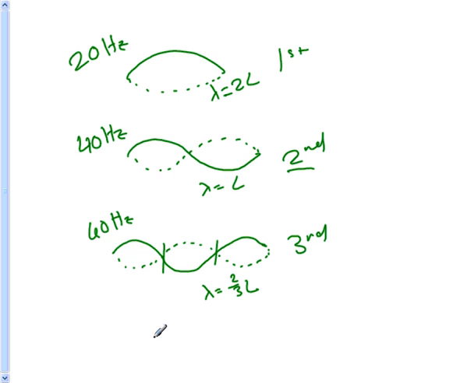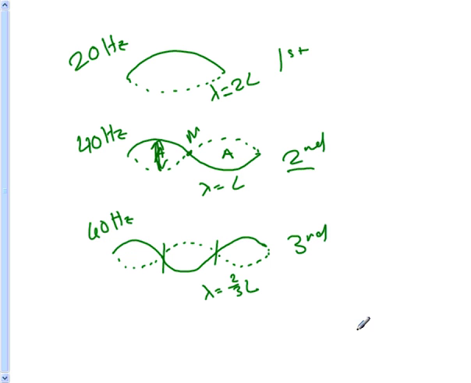What do you need for a wavelength? You need two antinodes, right? These points here that go back and forth, that's an antinode. Here, that is a node. So if you have two antinodes, then you have a wavelength. For every two antinodes, you have a wavelength.